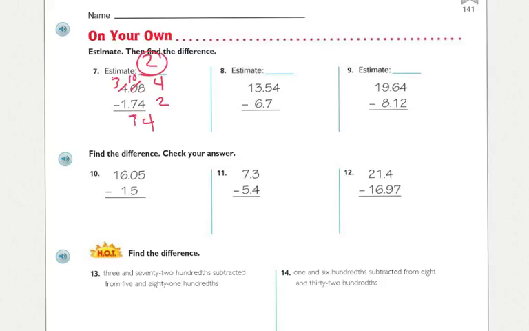10 minus 7 is 3. Put my decimal, and then 3 minus 1 is 2. So my answer is 2 34/100ths, which is close to the answer of 2. I'm going to do one more for you. Let's do this next one.